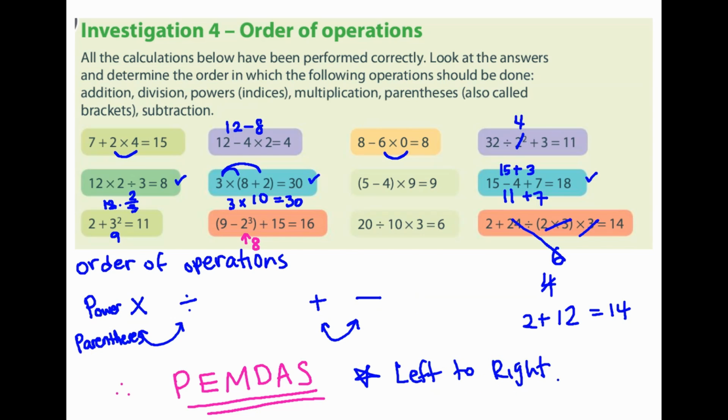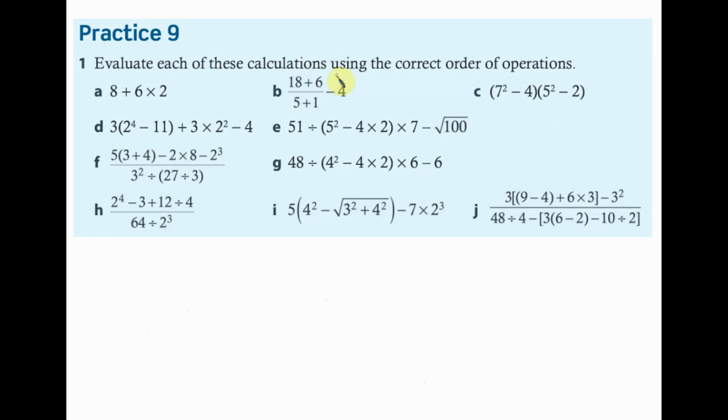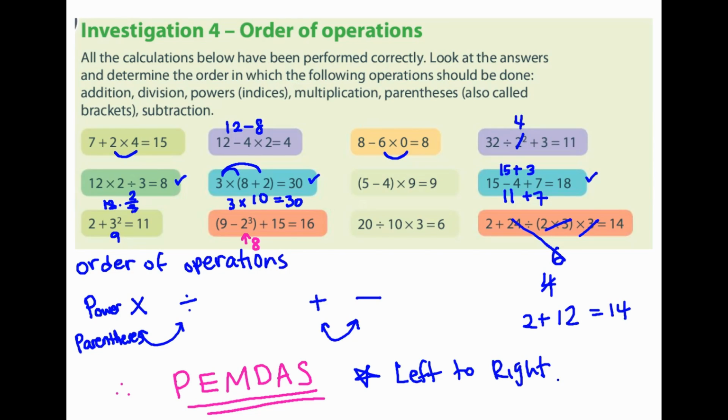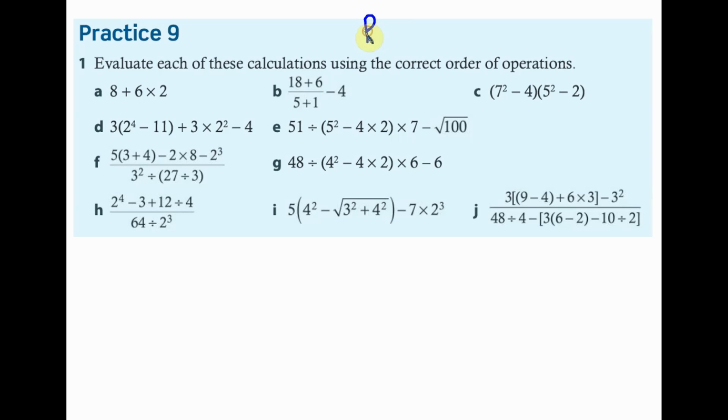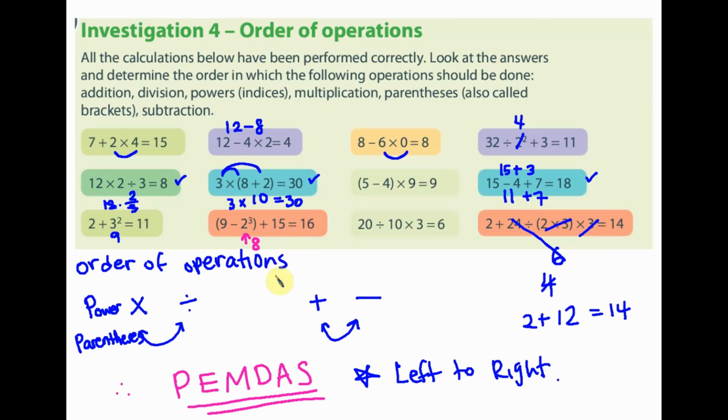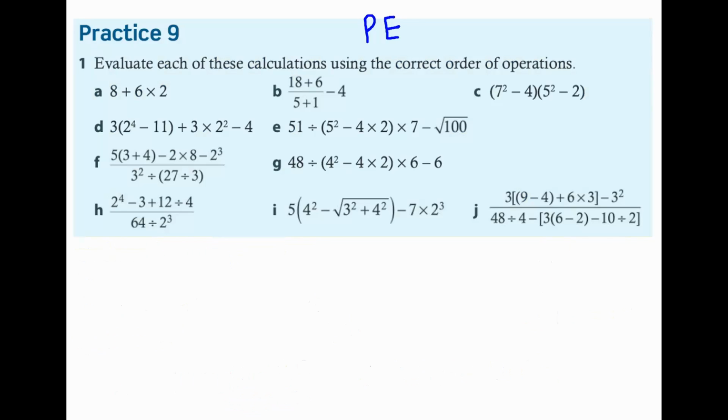Okay, using this, we'll practice several examples on practice 9. Evaluate each of these calculations using the correct order of operations. The first operation that you have to do is P, which represents parentheses. After parentheses, you do the exponent. Then you do either multiplication or division. But again, remember, you always perform from left to right. Then the last two are addition and subtraction, which didn't matter, but again, we're just going to perform the addition first and then subtraction at the end. So this is called PEMDAS.